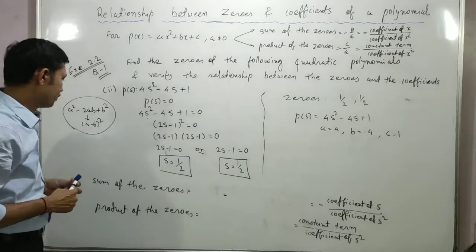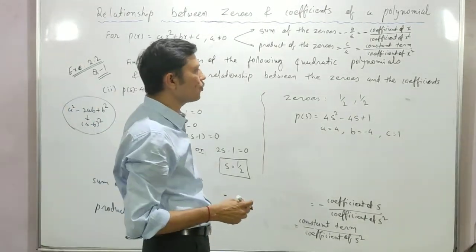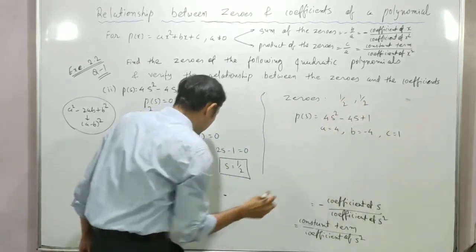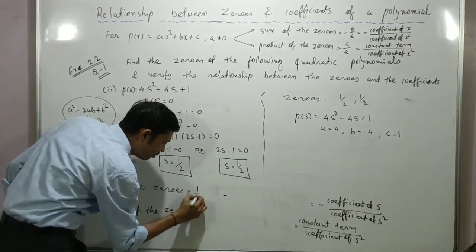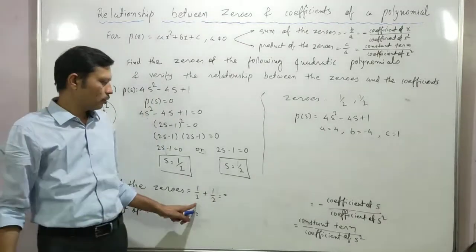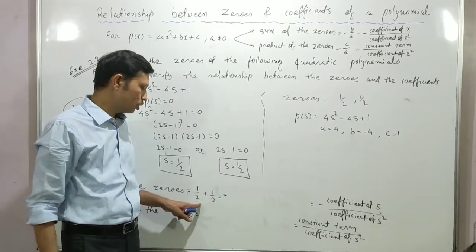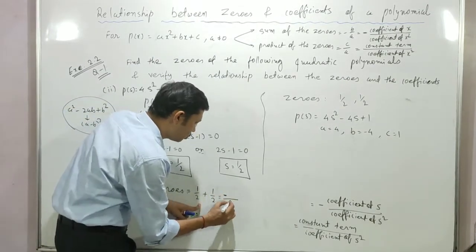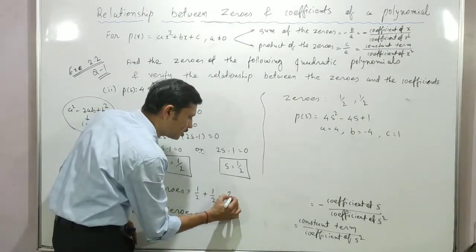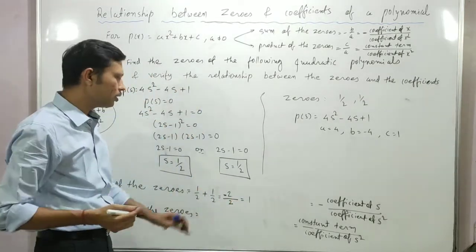Okay. Now see, sum of the zeros. Which two are the zeros for us? 1 by 2 and 1 by 2. So I will make the addition 1 by 2 plus 1 by 2. Here you can see the fractional numbers, but the denominator is same. So the LCM is what? 2. Numerator 1 plus 1, that is 2. So overall answer is what? 1. This is the one part.